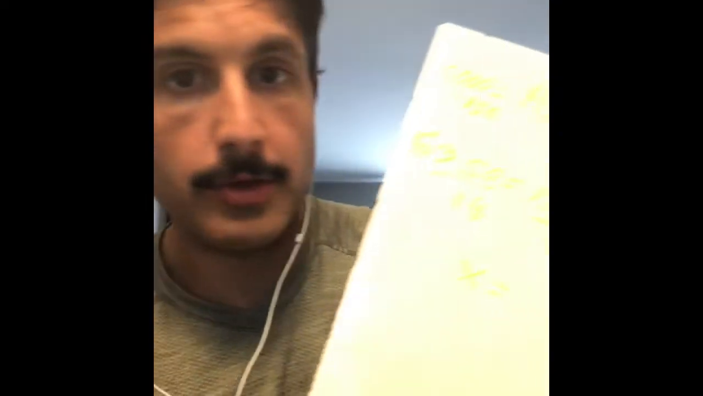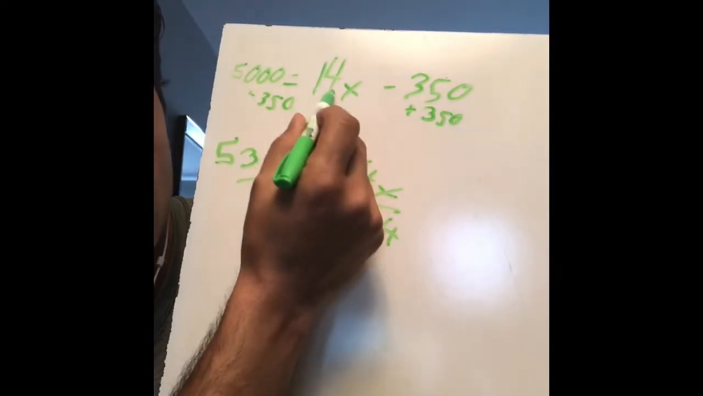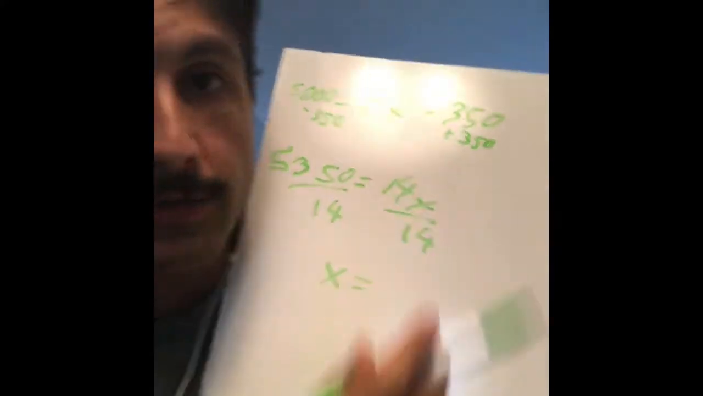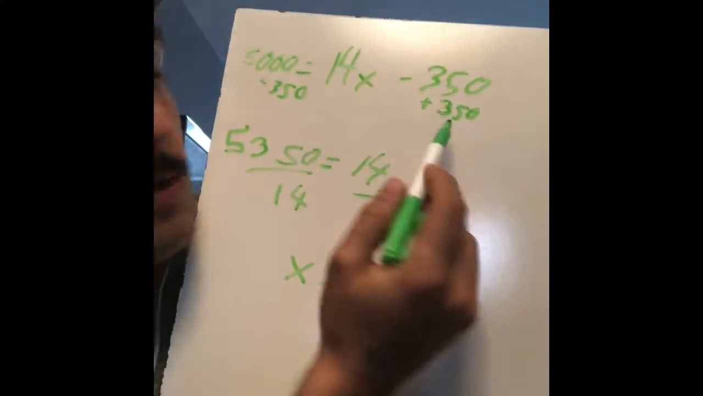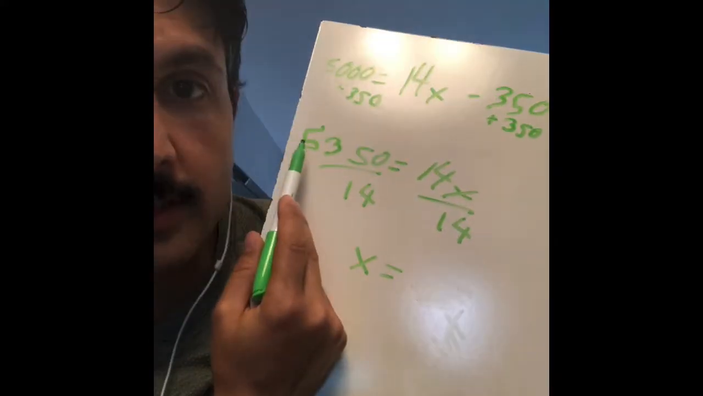Okay, in the next part, it says Andreas is hoping to raise $5,000 for charity. How many toques would he need to sell in order to meet this goal? So you put 5,000 in. So 5,000 equals 14x minus 350, and you go through the same process. So you add 350 to both sides. Now you get 5,350.